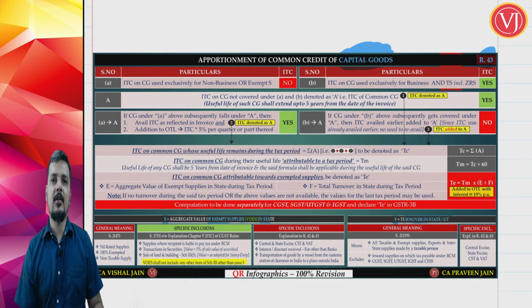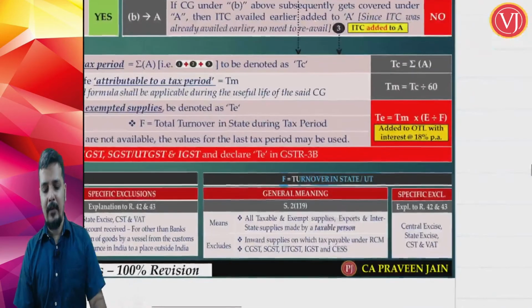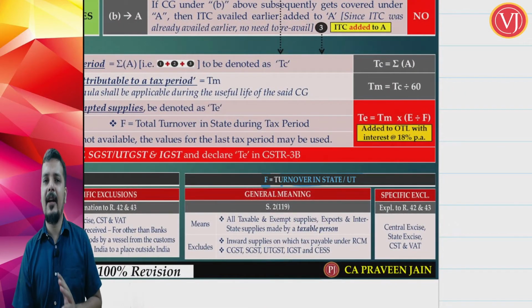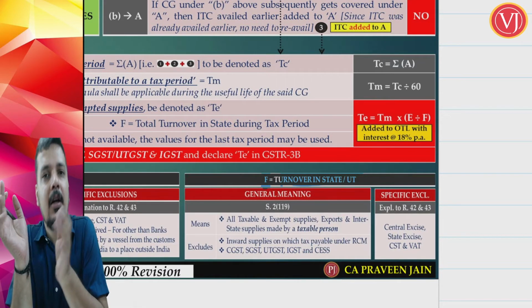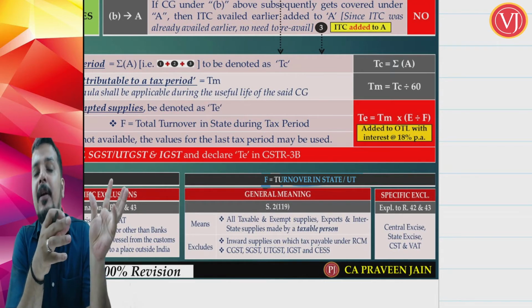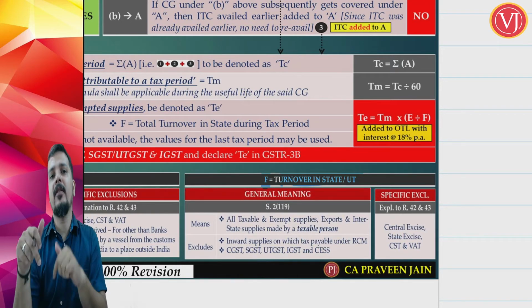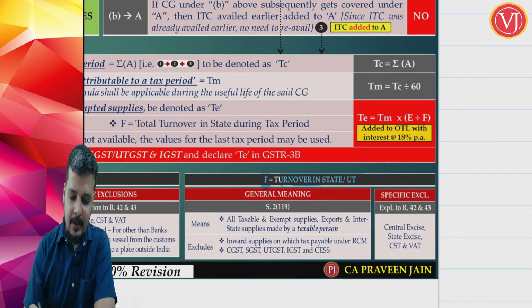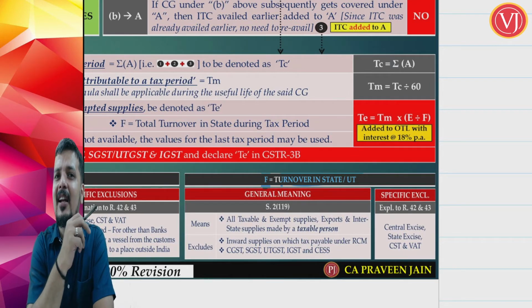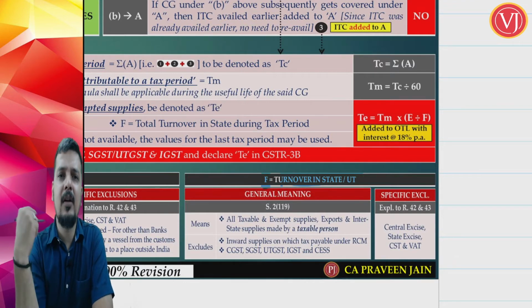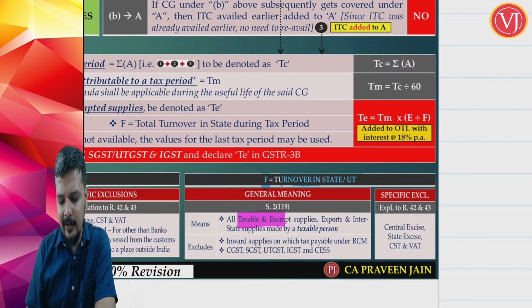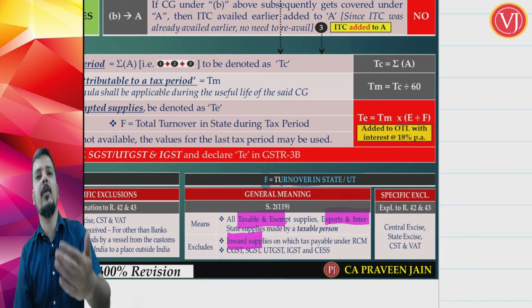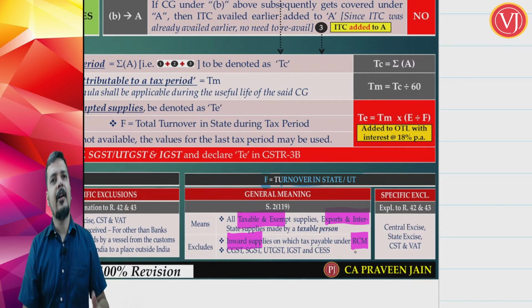Now when you talk about adjusted total turnover and state, it is very similar to your aggregate turnover. The only difference is whenever it is all about calculation, please remember that calculation is always based on state turnover, and when you talk about the concept, it is based on aggregate turnover, that is pan India turnover. So this is about calculation, it is based on state turnover, right? So what is the meaning of state turnover? The same thing as aggregate turnover, only difference is aggregate turnover is pan India and state turnover is for that particular state or union territory. So it means all taxable supplies and exempt supplies, including exports and interstate supplies. It excludes what? It excludes inward supplies, because turnover is all about outward supplies. It excludes inward supplies subject to RCM. It also excludes GST taxes.